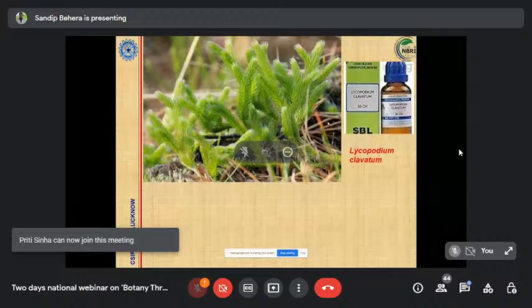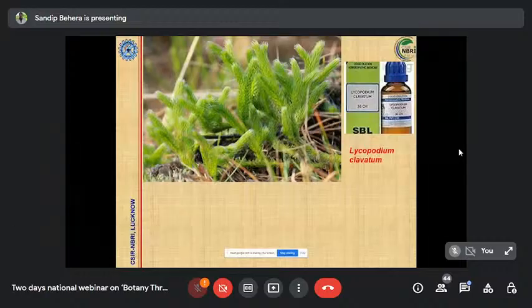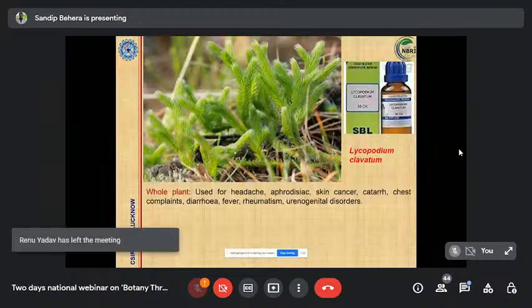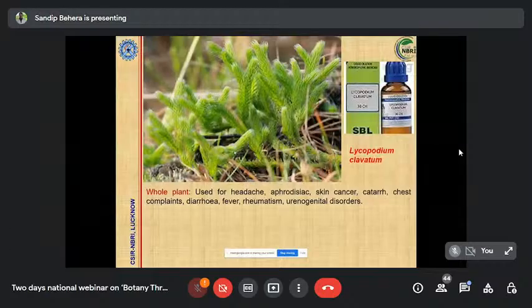So this is Lycopodium clavatum. I have taken this picture from the internet. You might have heard of Lycopodium in homeopathy. In the name of this plant, one medicine is there, Lycopodium clavatum. It also has tremendous medicinal value. The whole plant is used for headache, as an aphrodisiac, that means a sex stimulant, and for skin cancer.